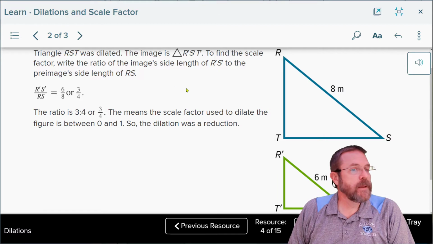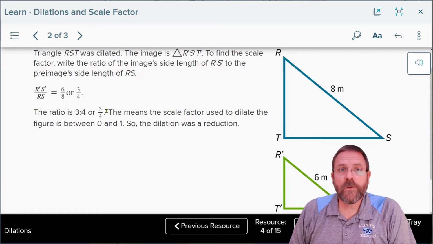When we plug that in, the new image is going to be 6, the pre-image is going to be 8, that simplifies to be 3 to the 4th, and that's all the further you have to take it.